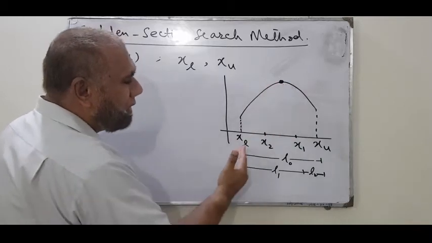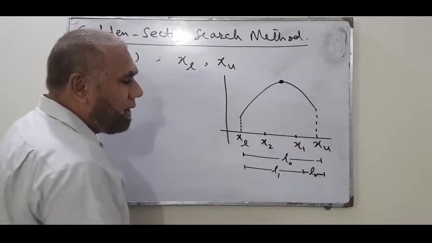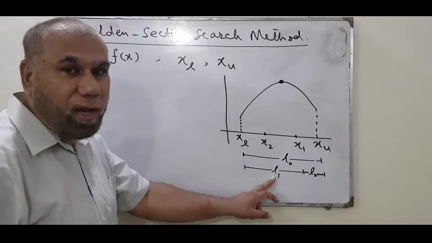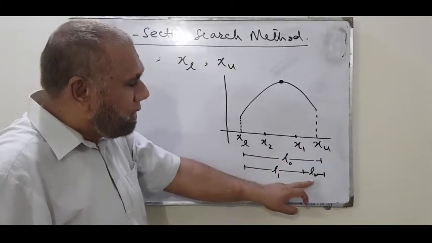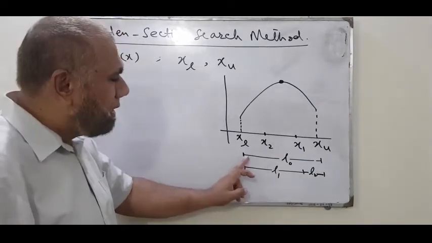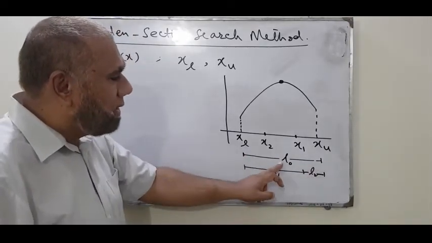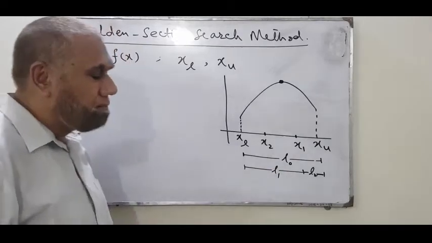Then we assume that the optimal value of the function lies in between the first 3 points, and we have shown this length by L1, and the remaining portion in which there is no optimum value, we have shown it by L2, and the total length of the interval has been shown by L0.